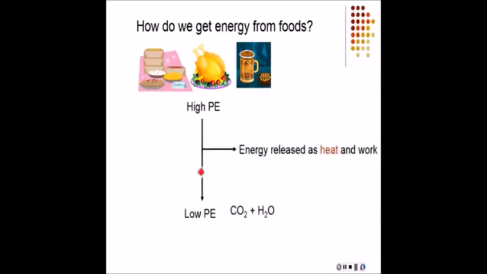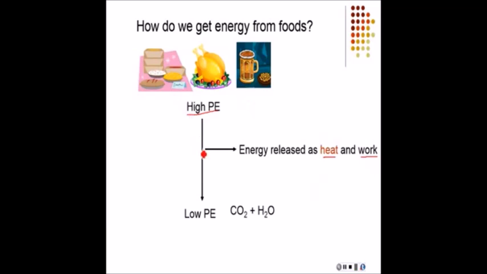So this is how it works. We eat high potential energy foods. The energy comes out as heat and work. Now, we don't want all our energy released as heat. We do for heating homes maybe sometimes, but we want a lot of the energy to be released as work so we can move things around and build new structures.